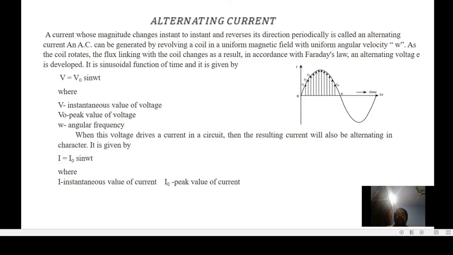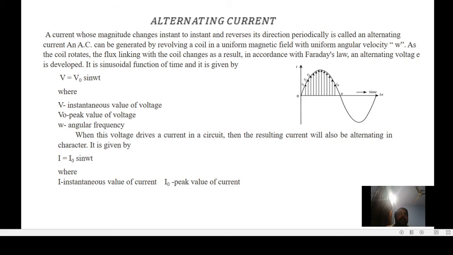As a result of the difficulties encountered with direct current, practically all modern power distribution systems use a type of current known as alternating current. Then, what is alternating current? The current whose magnitude changes instant to instant and reverses periodically is called alternating current.